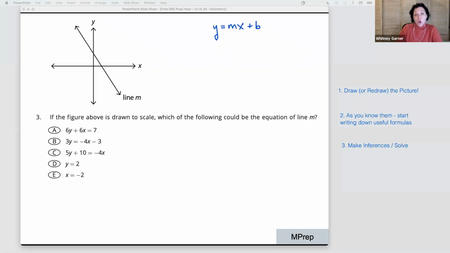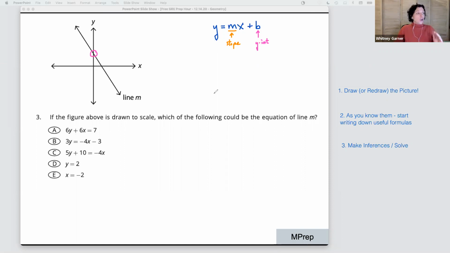And the reason they call this slope intercept form is because m is the slope of the line and b is the y-intercept. And y-intercept is literally a definition for where the line, or whatever this line is that I'm working with, crosses the y-axis. So that's going to be right here.